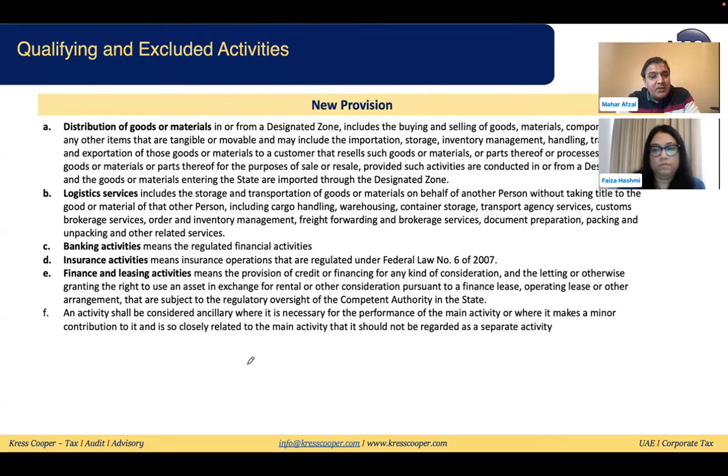Logistics services, no change. Banking activity, no change. Insurance, no change. Financing and leasing activity, as such, no change. So in the revised cabinet decisions, they have given the description of each activity as well, which can be a qualifying activity, which can be an excluded activity. This is a very positive thing that they have given the description. People will not be required to go back to the respective consultation paper, but they need to go through the respective cabinet decision to find the description to assess whether it will be considered qualifying income, non-qualifying income, excluded activities, and so on.